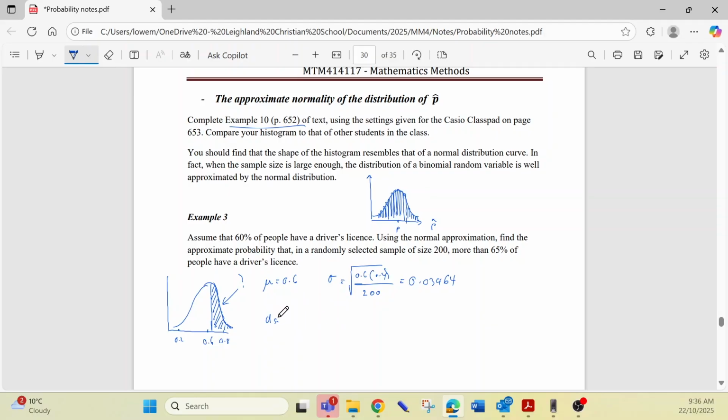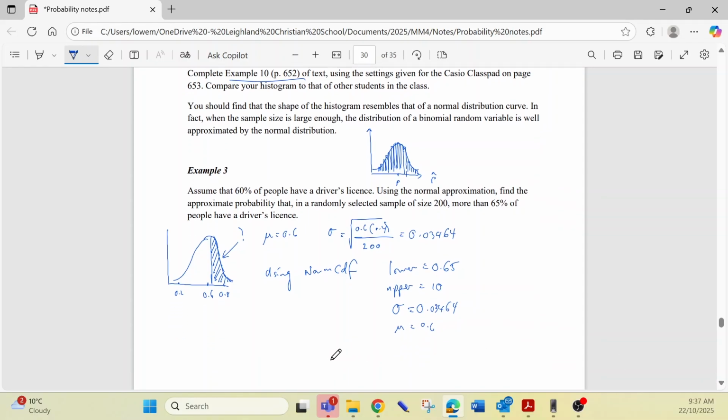So we're going to use norm CDF, with a lower value equal to 0.65 and an upper value of, look, you just choose a very large number. It doesn't really matter. In this case, something like 10 is going to be big enough, really. You could put infinity in there if you wanted. It's going to give the same value. And we want our standard deviation at 0.03464, and of course our mean at 0.6.